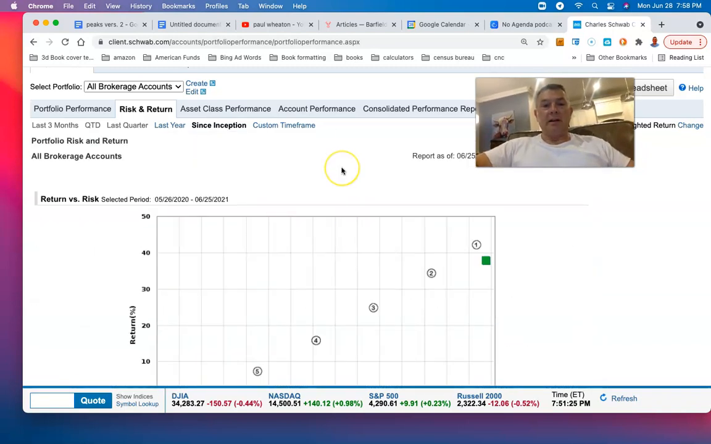I've never seen anything like this from another firm. Again, I don't have that many firms. I mean, I had USAA. I don't have Vanguard. I don't have Fidelity. But Schwab's just kicking butt, man. I love it. I love this stuff.